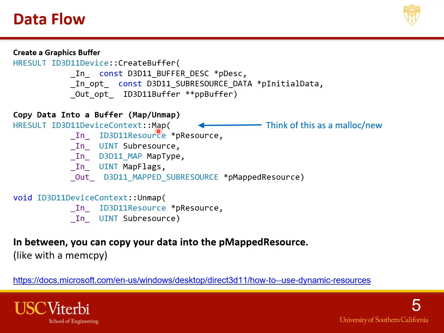So I like to think of the map as if it were a malloc or new, because this is asking for an address. So I'll say, hey, allocate me enough space to put my structure. That's kind of like a new. And the address will go into here. And then I'll say, okay, now I have space to fill in my structure. I fill it in, and then you say, okay, I'm done.